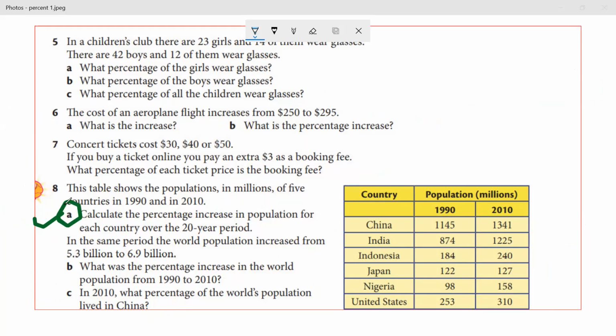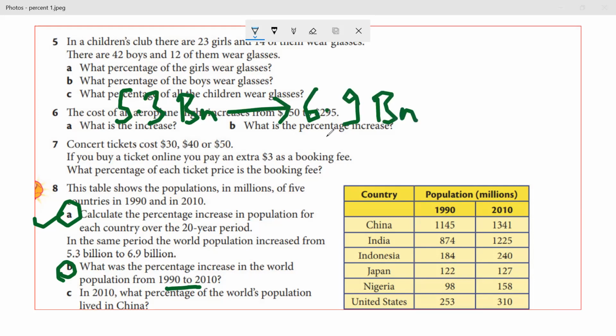Yes, sir. Now let us look at the B part. What was the percentage increase in the world population from 1990 to 2010? How will you calculate that? So we'll add both of the columns and then we'll find the percentage of both, like we did for China.